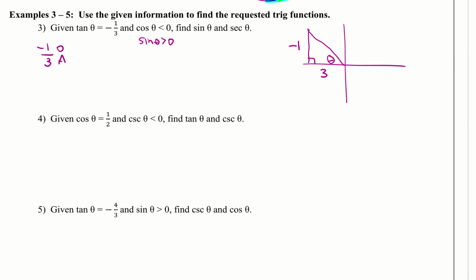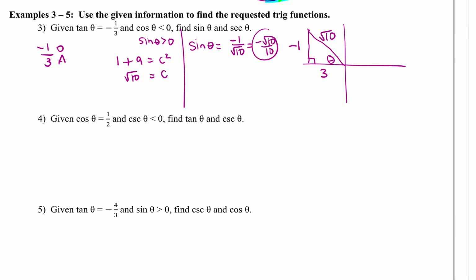I'm going to use the Pythagorean theorem to find the hypotenuse. So I'll do legs squared plus legs squared equals hypotenuse squared, and I'll get the square root of 10. Remember, we will use a positive value for that hypotenuse. Now that I know these, I can find the sine and the secant. The sine will be the opposite over the hypotenuse, and I will rationalize that as negative root 10 over 10. The secant is the reciprocal of the cosine. So it'll be hypotenuse over adjacent, which would be root 10 over 3.